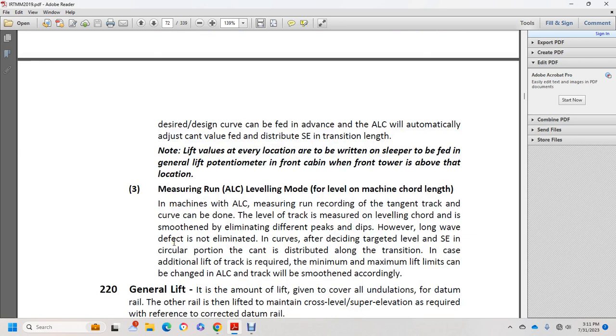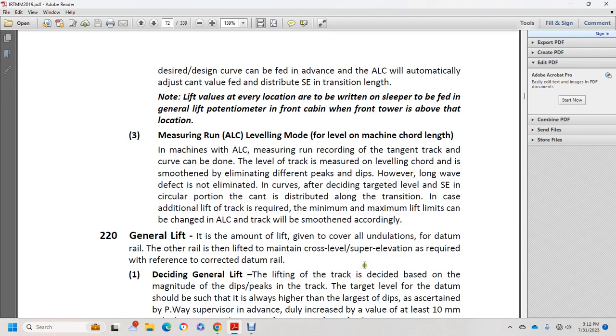Alright, 3. Measuring run of the automatic computer system in leveling mode, for the level of the machine core length. The machine's automatic computer system does a measuring run and recording with the tangent track and the curve, to be done with the length of the track measured, so that the leveling of the cord is smooth and eliminated with the different peaks of the depths out with the long wave. If the defect is not eliminated with the curve, after sighting the target with the S and E, the particular portion of the cant distributed along with the transition indicates that additional lifting of the track is required. Minimum and maximum track lift limits can be changed with the automatic controlling computer system, and the track will be smoothed accordingly.